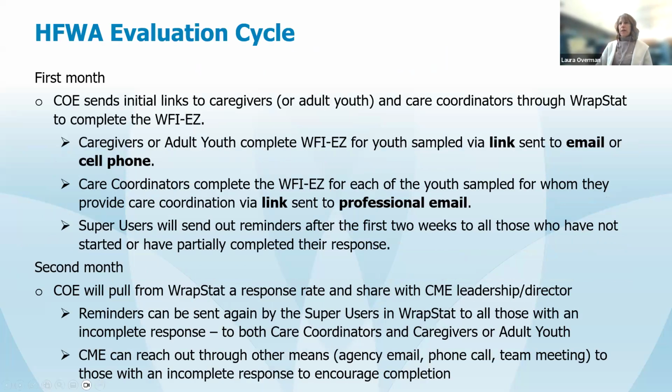So again, in that first month, we will send the links to your professional email or to caregivers or adult youth through an email and/or a cell phone, if it's a cell phone that has access to the internet. And then your super users will be sending reminders after the first 2 weeks and throughout the remainder as needed. And reminders will go to all those who have not started or have partially completed their response.